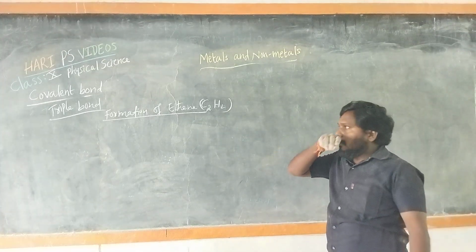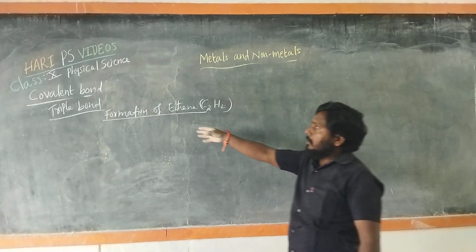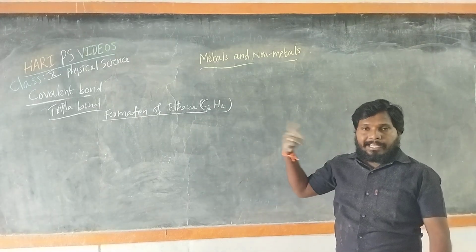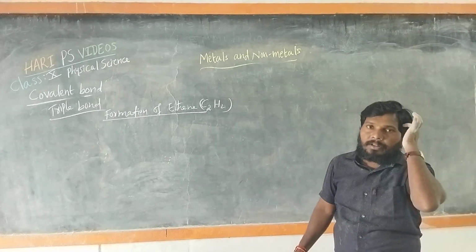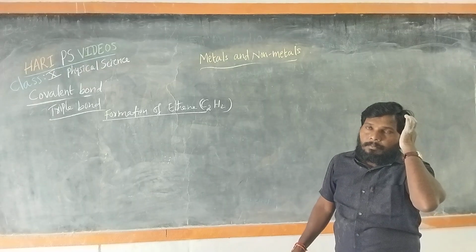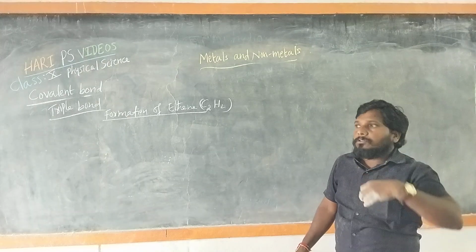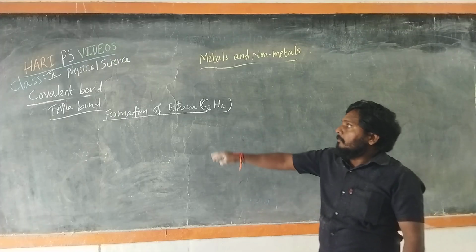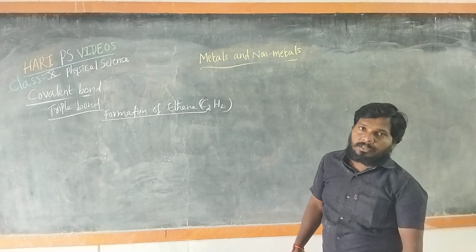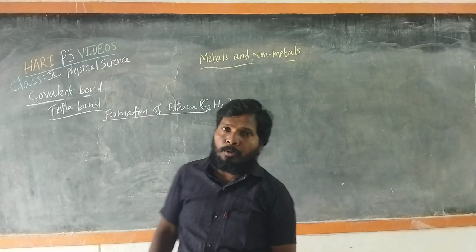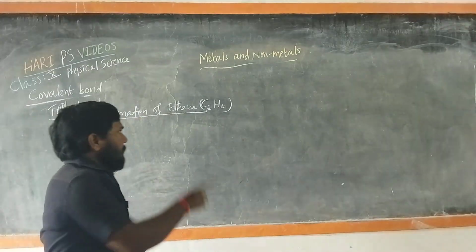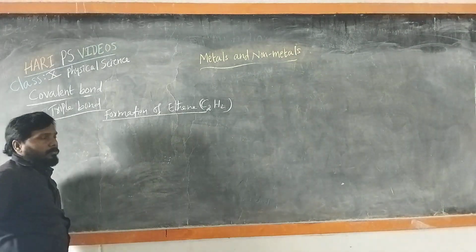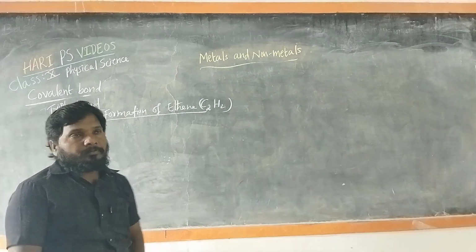Let's take one more example of triple bond. In the previous session I explained the formation of the nitrogen molecule. So one more example for triple bond is the formation of ethene, one of the organic compounds, one of the hydrocarbons. So let us understand. How many carbons? 2. How many hydrogens? 2.